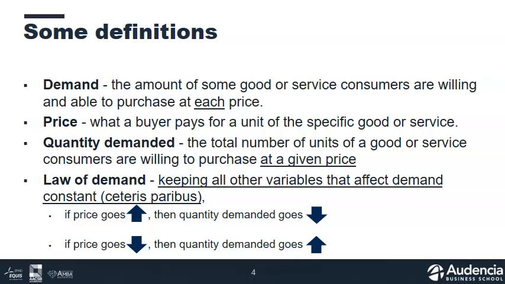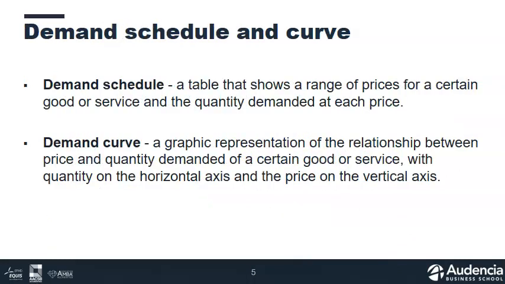The law of demand clearly states that, keeping all other variables that affect demand constant, meaning ceteris paribus, if the price goes up, then usually we want to buy less of it. And if the price goes down, usually we want to buy more of it. So let's take a look at these principles in action. To see this, we'll create what's called a demand schedule. A demand schedule is basically a table showing the prices and quantities demanded for a good or service. And the demand curve is the representation of this schedule on a graph.